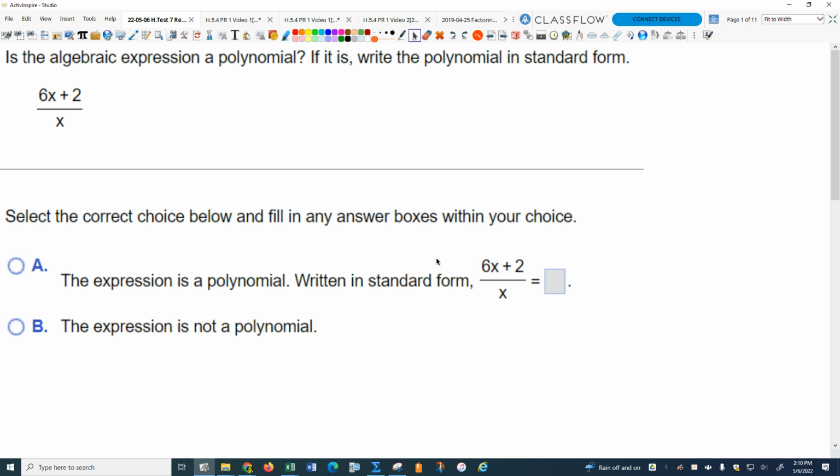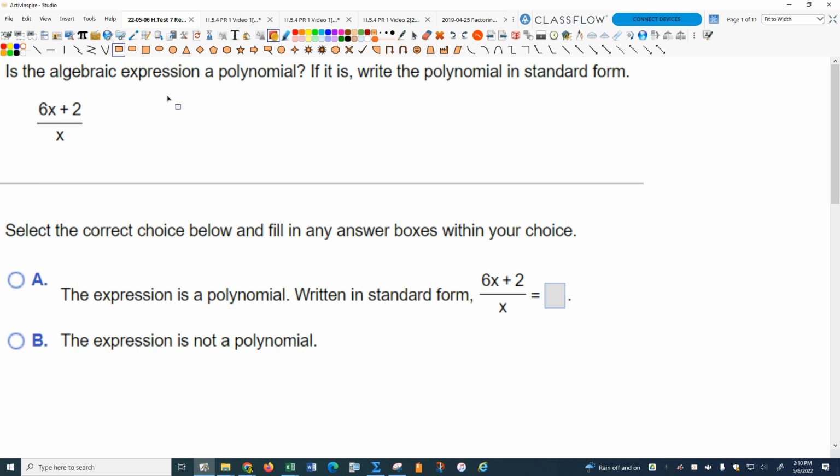Okay, let's just zip through these. A lot of these are pretty quick anyway. What about this? Yes or no? No. It is not, is it? Not a polynomial. How come? Got an x on the denominator. Yeah, and if I split that up, I'm going to get 6, which is fine, plus 2 over x, which is not fine.